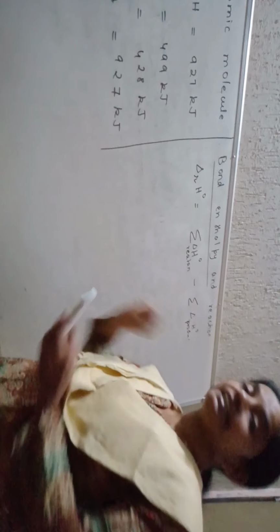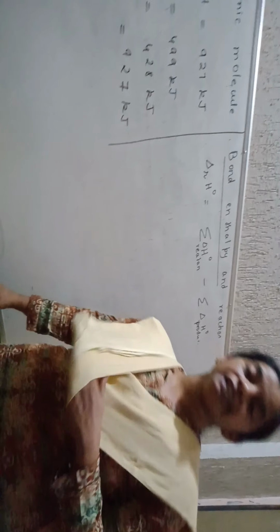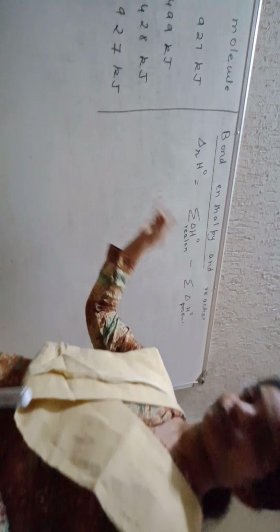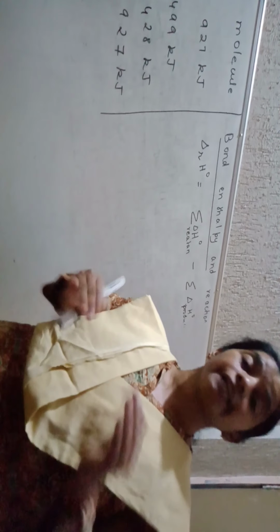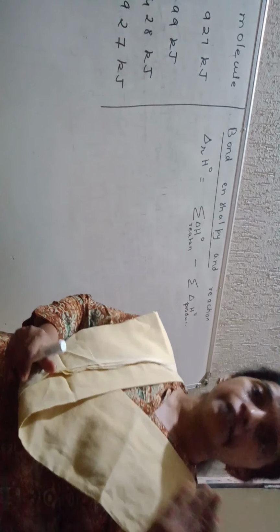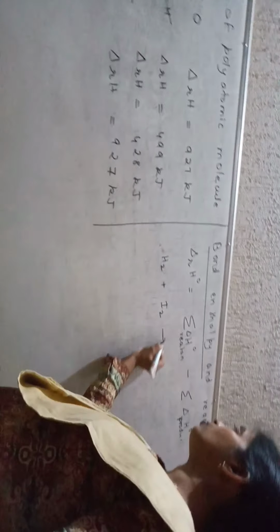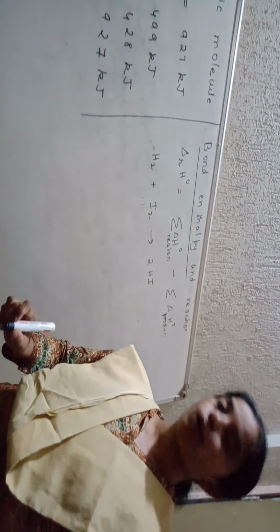The zero superscript means in their standard form, meaning the pressure is 1 bar and the temperature is 298 kelvin. That's it. Understood? All the substances are in their natural form, like hydrogen in gaseous form, carbon dioxide in gaseous form, and so on. Now I'll show a reaction. You know H2, hydrogen, reacts with iodine to form hydroiodic acid or hydrogen iodide. How do you write the bond enthalpy of this reaction?